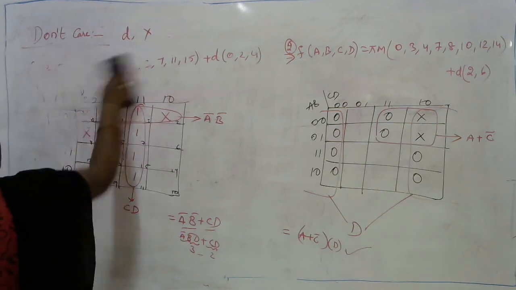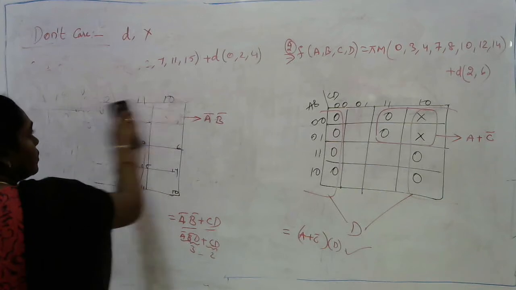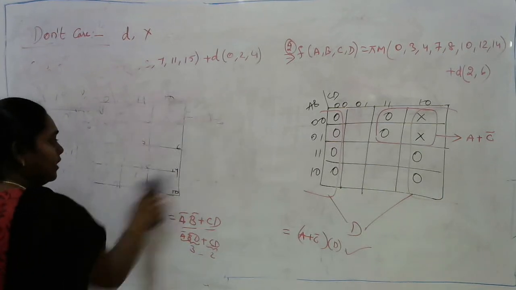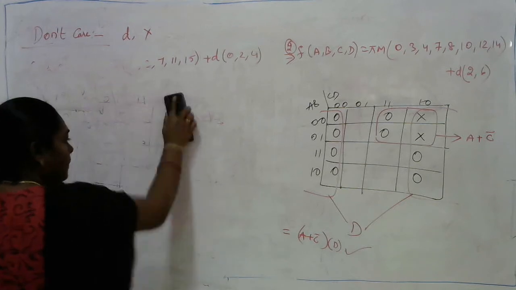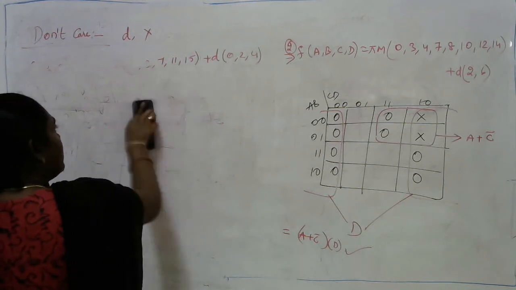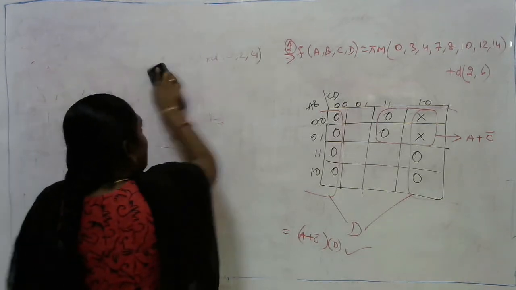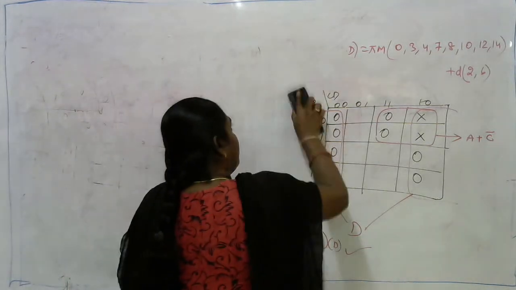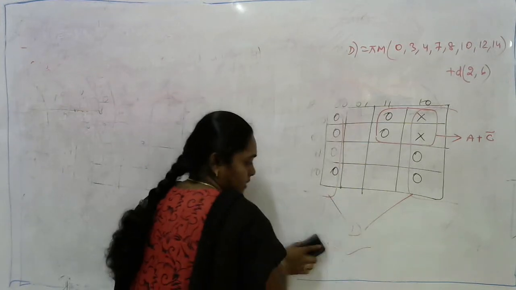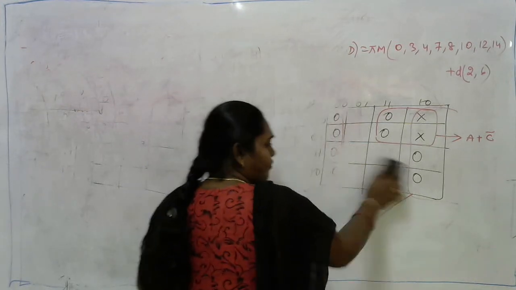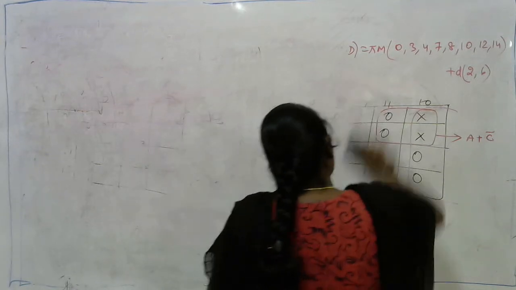So in case of a 5 variable, the name itself indicates it consists of 5 variables. So the total number of cells in a 5 variable K-map is 2 power 5, which is equivalent to 32 cells. So till now we have drawn only 16 cells, but if we go for more variables, the number of cells required for the corresponding K-map also increases. So a 5 variable K-map consists of a total of 32 cells.